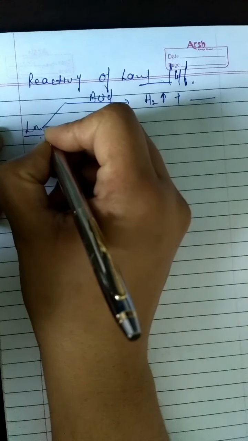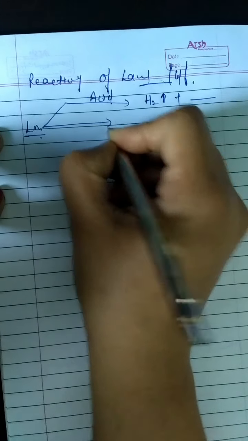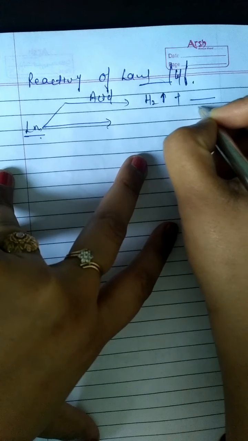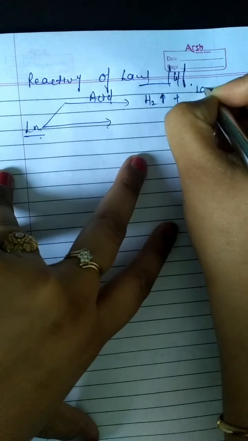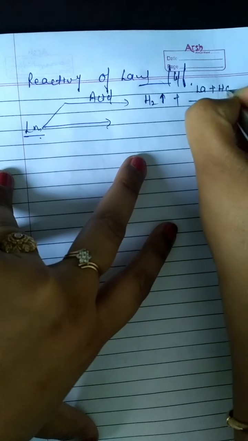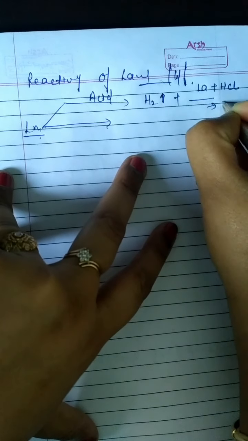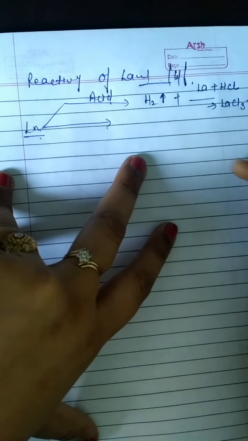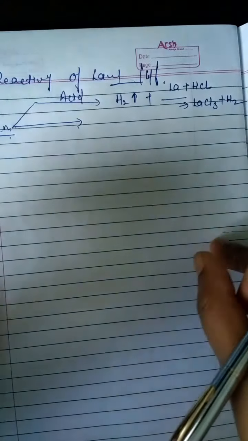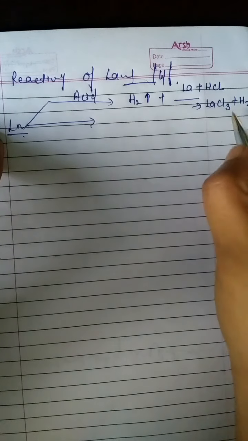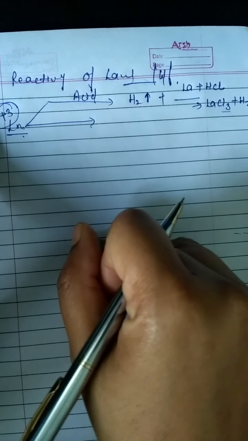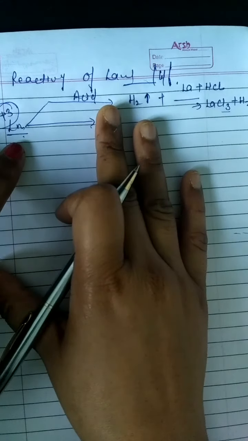Second one, if we take the example of lanthanum, La, reacting with the acid HCl, then it forms LaCl3. The hydrogen gas is released. Clear? Mostly they show the +3 oxidation state in this case, when they react with the acid.